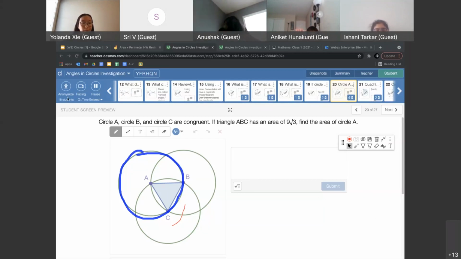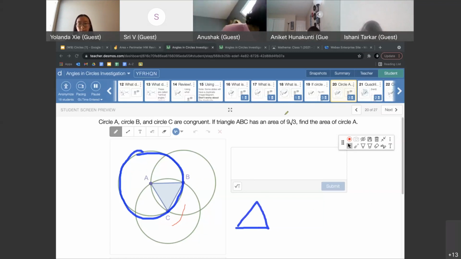Okay, so for this one, have you guys figured out what type of triangle ABC is? ABC is equilateral. Yeah, that's the first step you need to know. Because all the side lengths are radii of the circles, and the question tells you that all the circles are congruent. And it also tells you that the area of this is 9 radical 3.